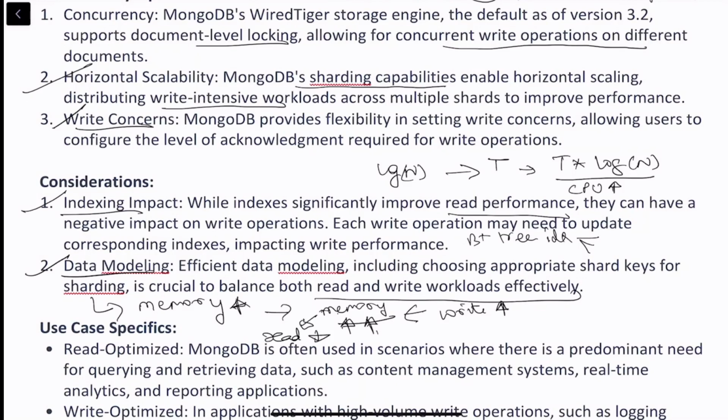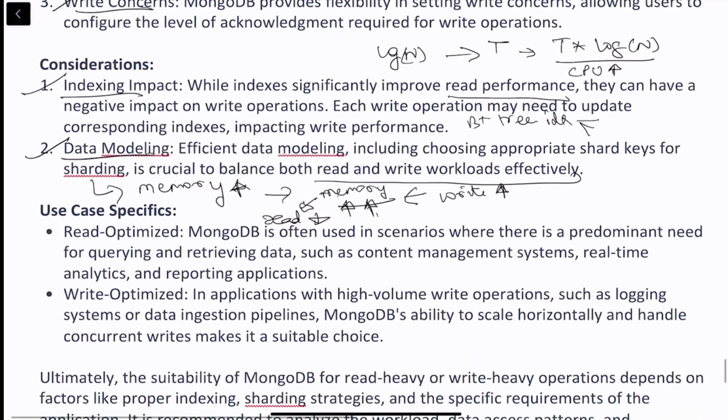So let's now see the use case specifics for both read and write operations. In read-optimized workloads, MongoDB is often used when there is a need for querying and retrieving data, such as content management systems, real-time analytics, and reporting applications. And in the write-optimized world, MongoDB is used when there are high-volume write operations such as logging systems or data ingestion pipelines. MongoDB's ability to scale with sharding and handle concurrent writes with the new storage engines makes it a suitable choice as well.